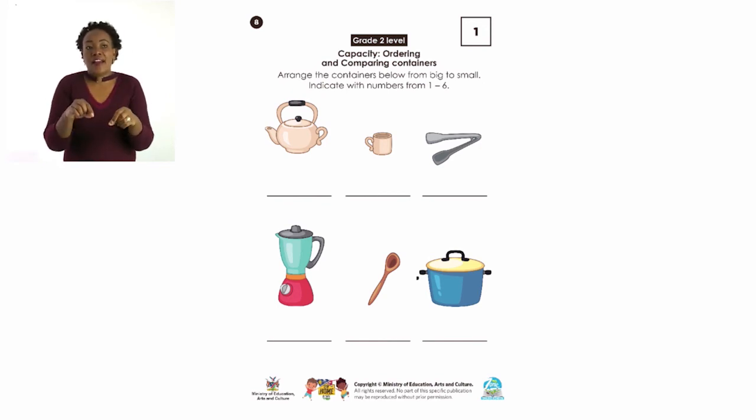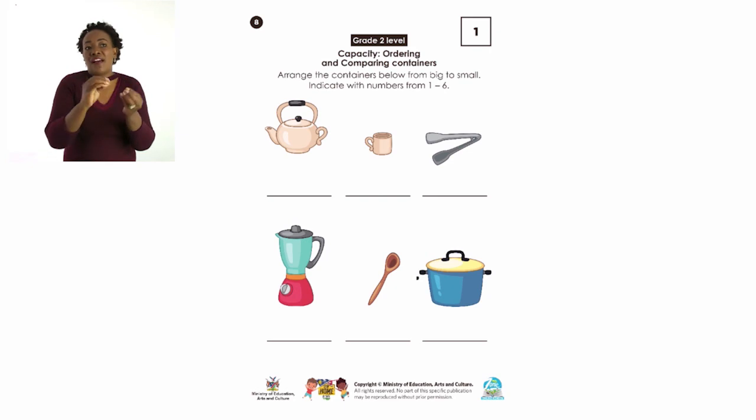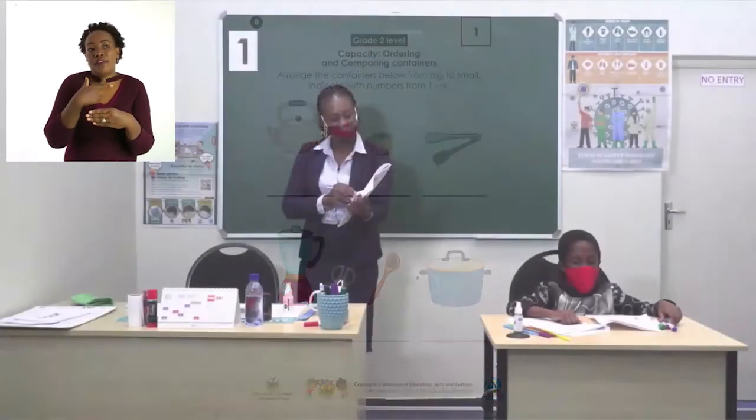Now there is work in your book with different containers. You can see a teapot, a cup, and some other different containers. You are going to arrange the different containers from big to small. And you indicate with numbers from 1 to 6. Which one is the biggest? Followed by which container? This is what you are going to do on page 8, grade 2s. Thank you very much.